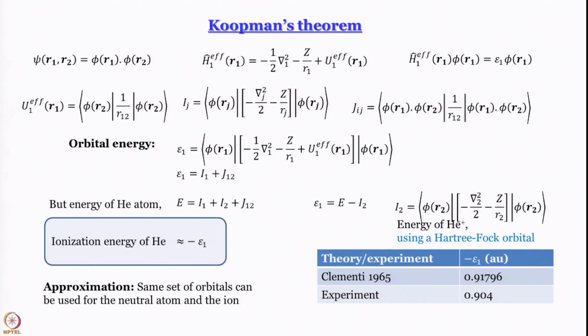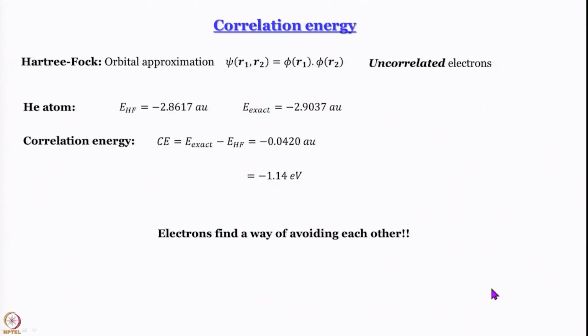Next we talked about Koopman's theorem, which essentially tells us that this epsilon that we had got gives us an estimate of ionization energy, and ionization energy calculated using Koopman's theorem is usually in good agreement with the experimental values.